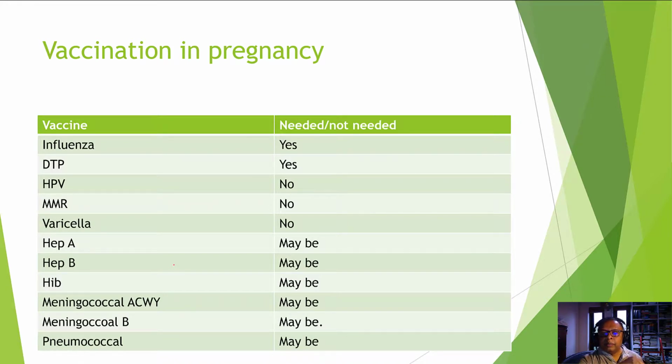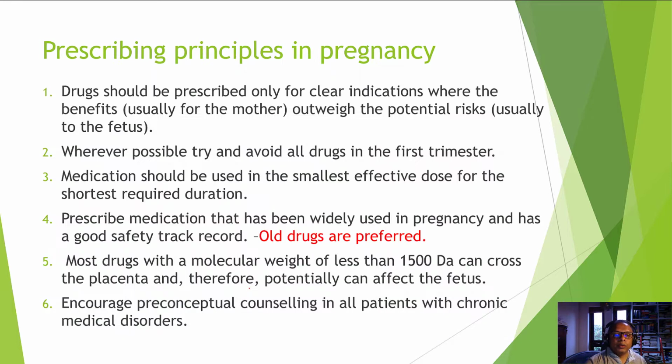Now we need to learn a little bit about the vaccinations in pregnancy. There are certain vaccines which can be used and some which cannot be used. Live attenuated vaccines are generally not used in pregnancy. Other vaccines, say influenza vaccines, DTP can be used. HPV, MMR, varicella vaccine are live attenuated, so they are generally not recommended to be used. Hepatitis A, B, meningococcal, these are capsule based vaccines, they are not active organisms, so can be used or may be used depending on the recipient.